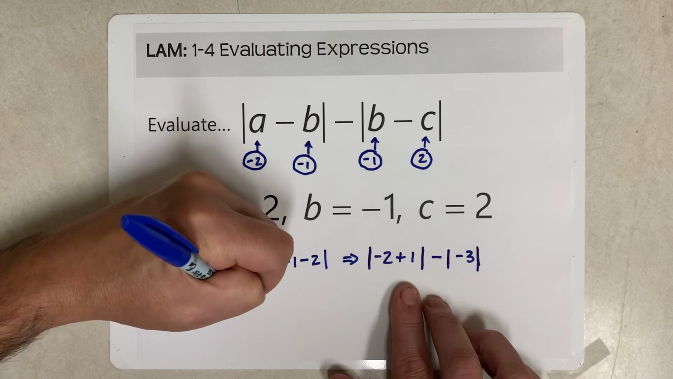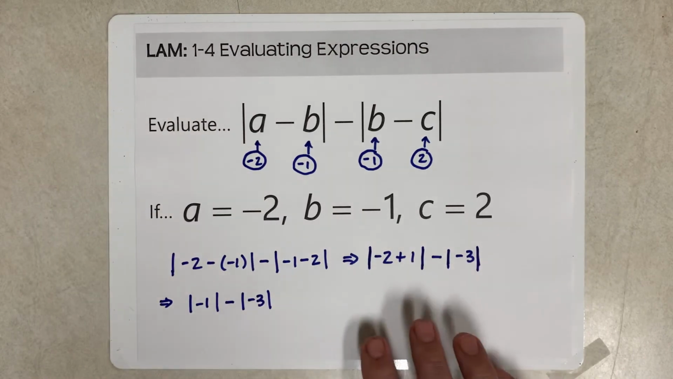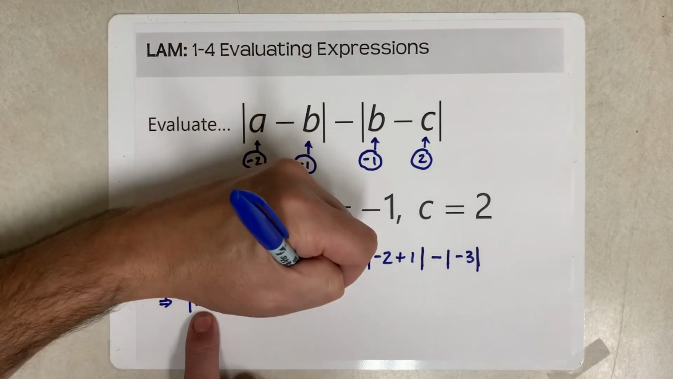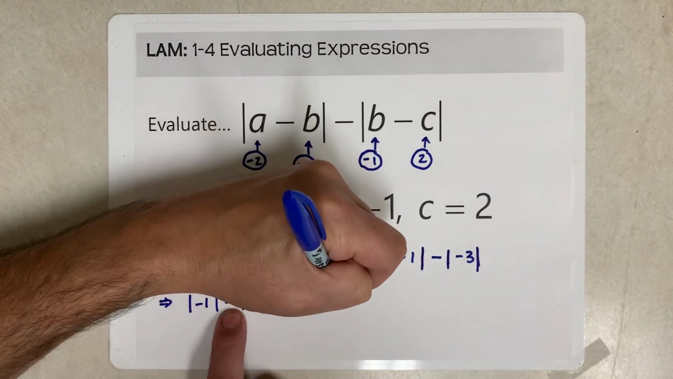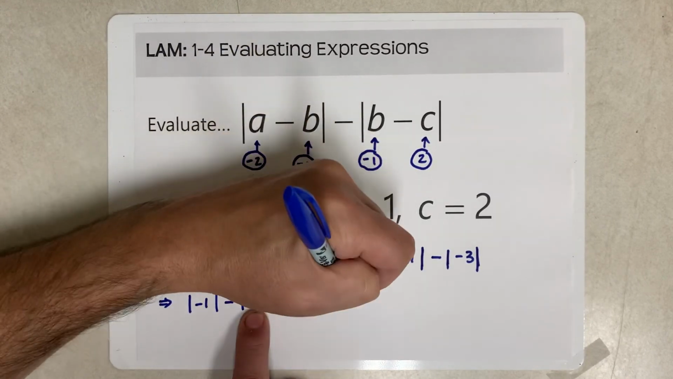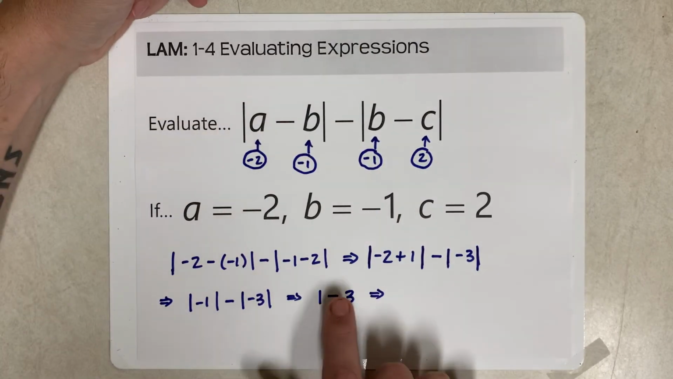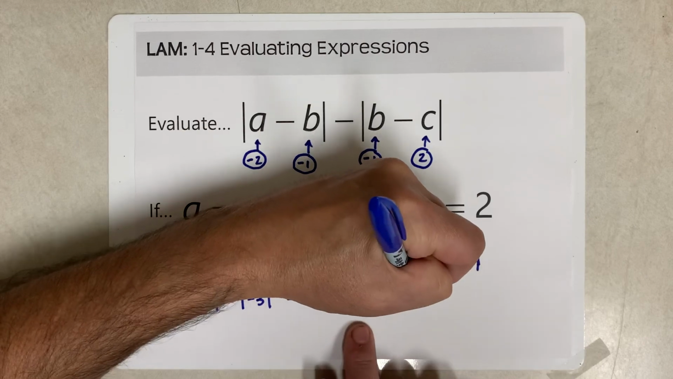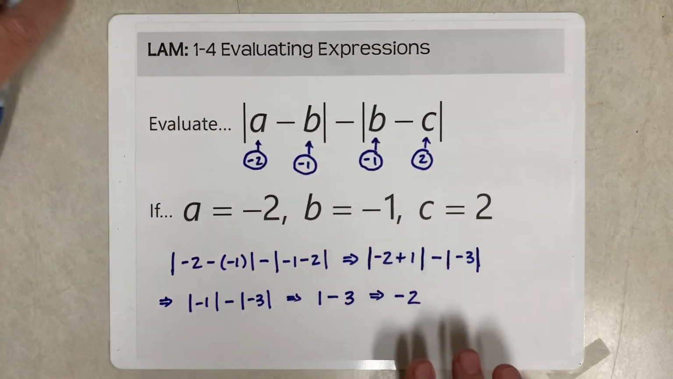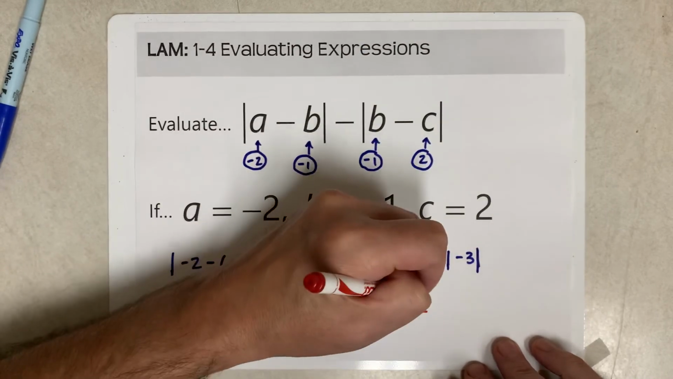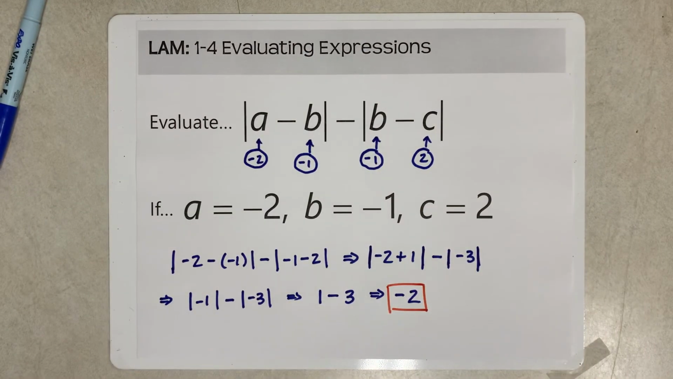minus absolute value -3. Okay, well the absolute value of -1 is 1 minus the absolute value of -3 is 3. So I'm going to get 1 minus 3 for this, and that is going to be -2. So my final answer for this one is going to be -2. So that's evaluating some expressions with absolute value. I don't think I included absolute value in the other couple videos, so this one goes a little further.